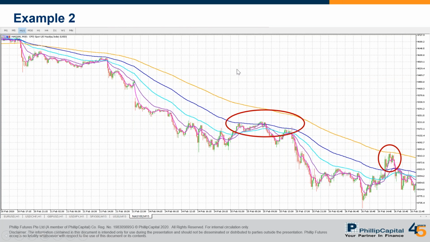Once the price retraces back to the 100 or 200 line, this is where we want to go short. Shorting the market: if it's on a downtrend, we want to short, and if the price comes down, we'll make money. This is the Nasdaq 100 chart, and you can see there are two opportunities here. The first one is on the blue line. The second one is when it retraces back to the orange line. So this is the second example.